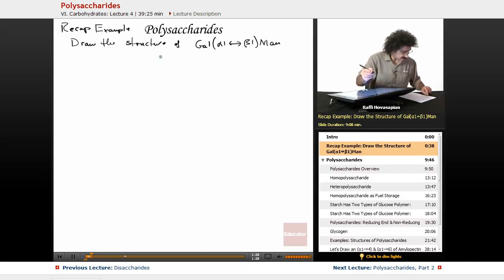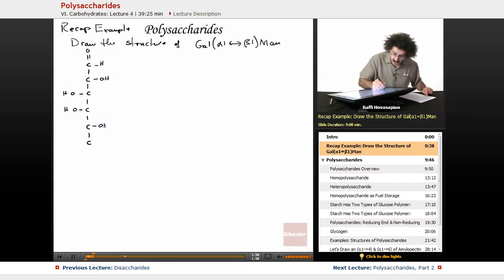So the first thing we're going to do, I'm going to start off by drawing the linear structures and then the rings, and then I'll put the rings together. It's always a great way to do it like this. This way you're always nice and systematic. So galactose and mannose are both hexoses. So we have 1, 2, 3, 4, 5, and 6. Okay, so we've got OH, OH, OH, OH, and CH2OH.